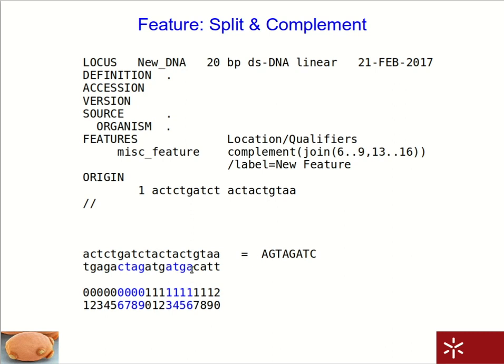So in this case it's AGTA, GATC, like this. So the final sequence in this example is AGT, GATC, since we have 5' here and 3' here of the complement strand.